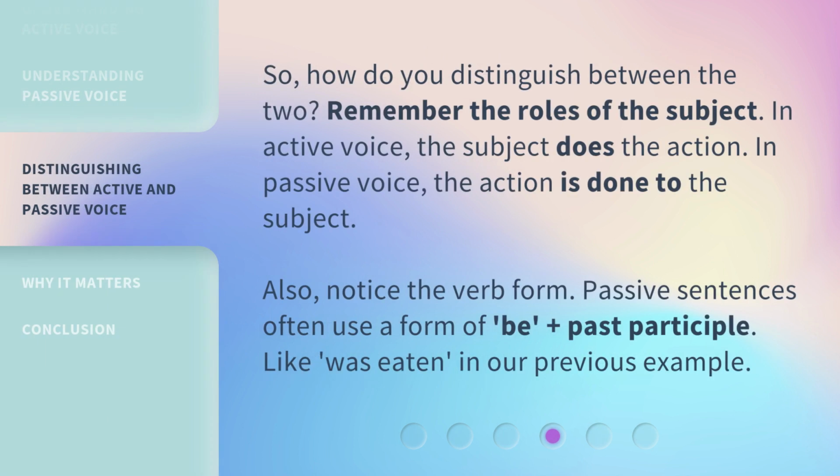So, how do you distinguish between the two? Remember the roles of the subject. In active voice, the subject does the action. In passive voice, the action is done to the subject. Also, notice the verb form. Passive sentences often use a form of be plus past participle. Like, was eaten, in our previous example.